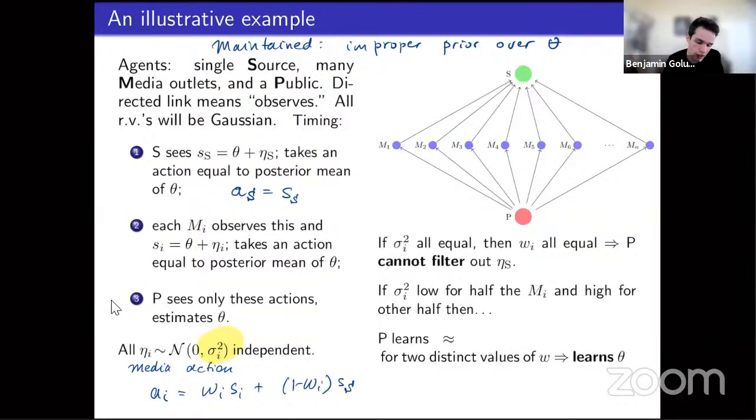Okay, now I'm going to claim to you that if all of these sigmas are equal, then all these weights are equal, right? Everybody faces exactly the same kind of problem, and they're combining their private signal with the source's signal in exactly the same way, right? So this is the key point. If I show you a billion of these actions, even if these are all independent, right?